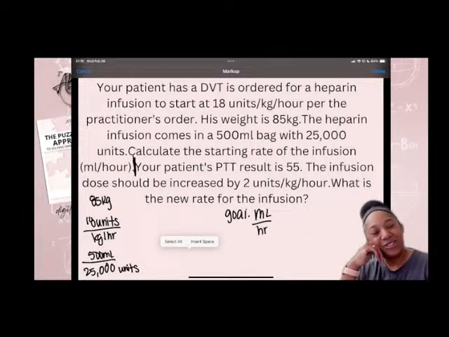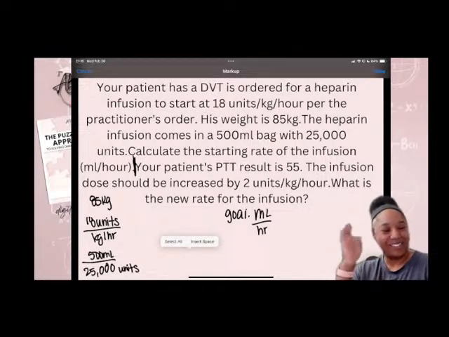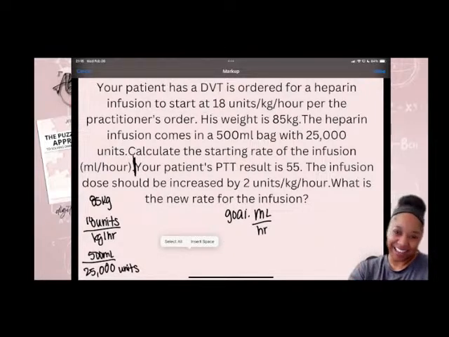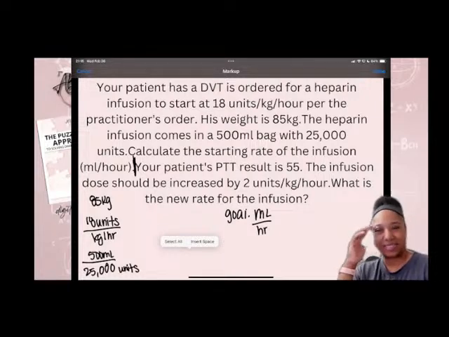Okay, units in it. So what are we gonna start with? If our goal is milliliter at the top and hour at the bottom, what are we gonna start with?